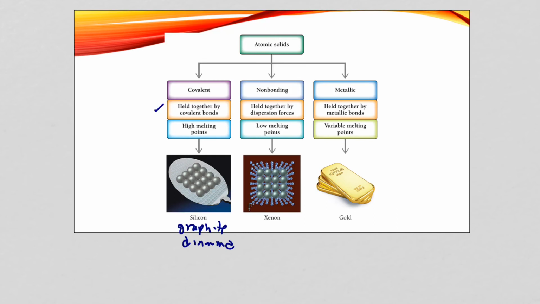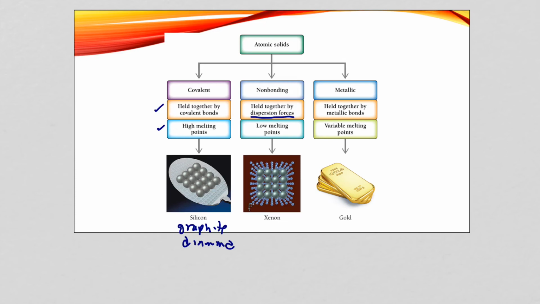These are going to be examples of covalent atomic solids, and these are going to have, again, high melting points because they're held together by a bond, right? Non-bonding atomic solids are going to be held together by an intermolecular force, specifically dispersion forces, because these are elements. So they're going to be non-polar, and so these will tend to have relatively low melting points because they're held together by these relatively weak dispersion forces.